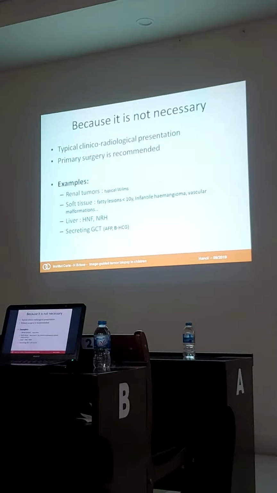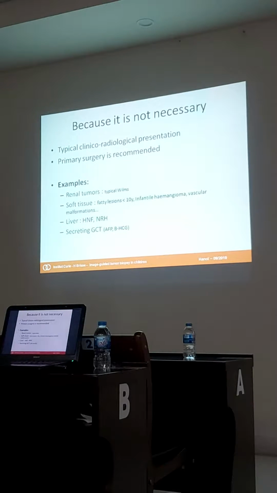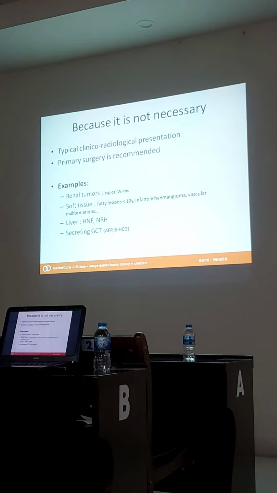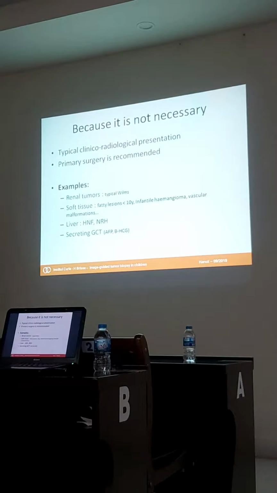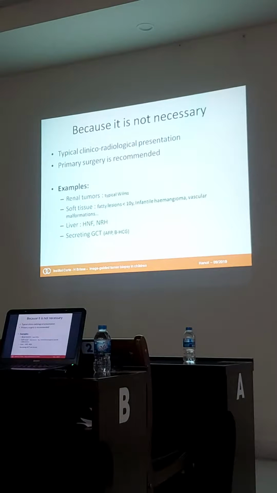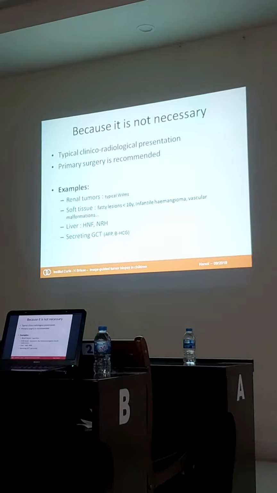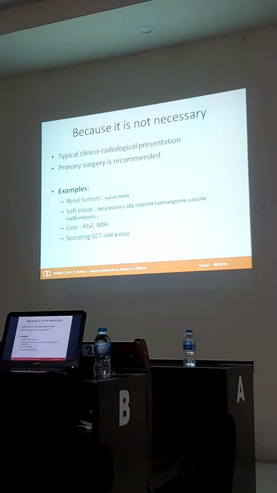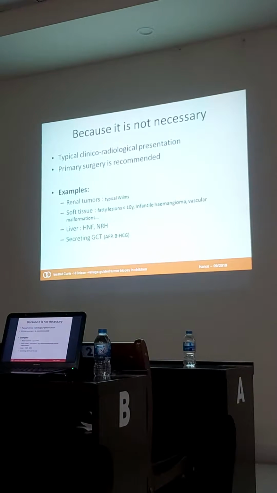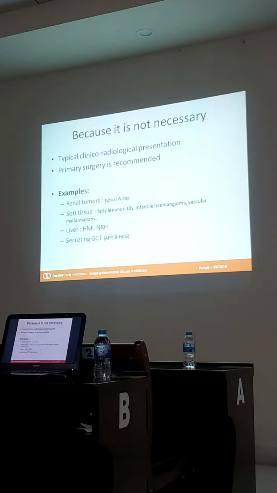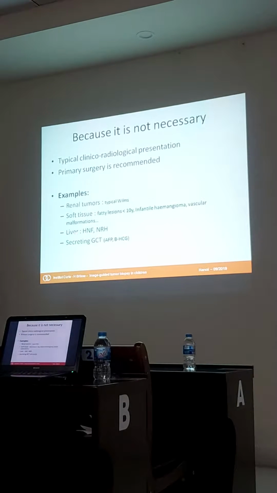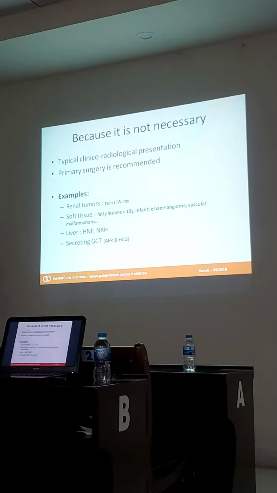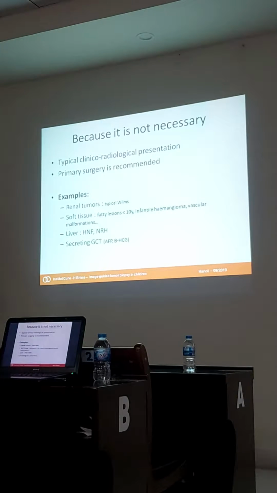For example, when you have some typical presentation of soft tissue mass, fatty lesion, which are always benign in young children, or typical hemangiomas or vascular malformations, or liver mass that you can easily recognize by imaging, like hyperplastic focal nodular hyperplasia, or when you have typical secreting germ cell tumor. We'll come back on that later. So in all these situations, you don't need biopsy because you can get diagnosis either with biology or imaging.